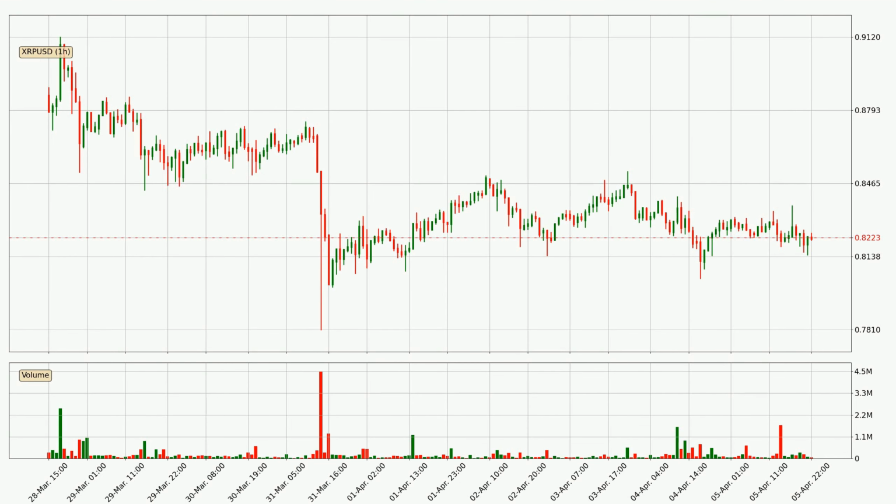By taking a closer look at the hourly time frame for Ripple, the price went down only slightly by about 0.8% in the last 24 hours and has a current price of 82.2 cents.